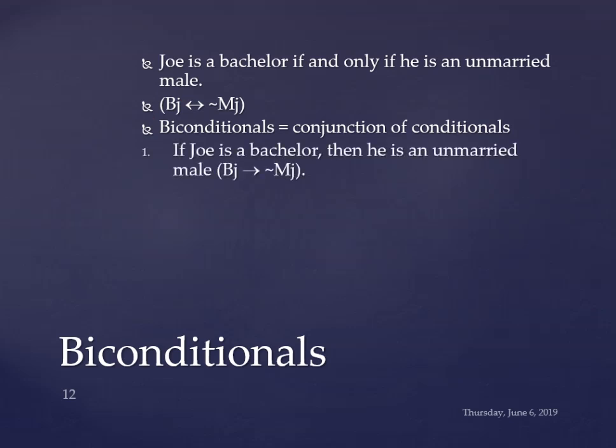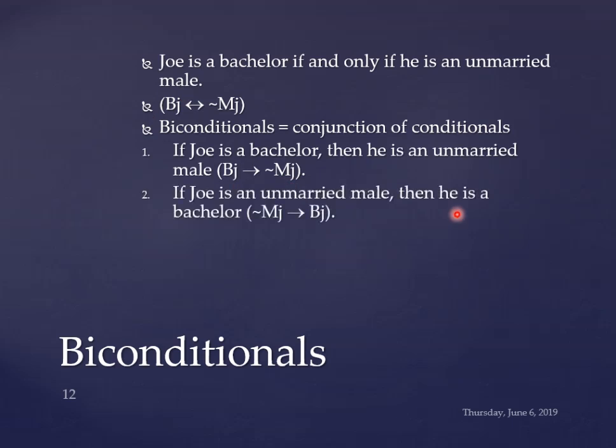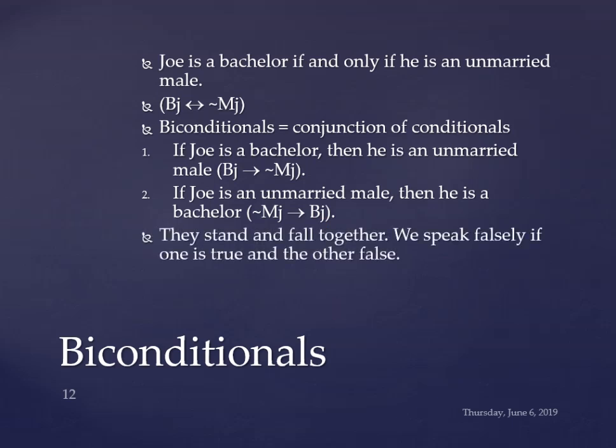The first one says if Joe is a bachelor, then he is an unmarried male. All right, so we're moving from bachelorhood to unmarriedness. The other one says that Joe is an unmarried male. If he is one, then he is a bachelor. So here we're moving from unmarried maleness to bachelorhood. So the deal is that these stand and fall together. We would speak falsely if one is true and the other is false.